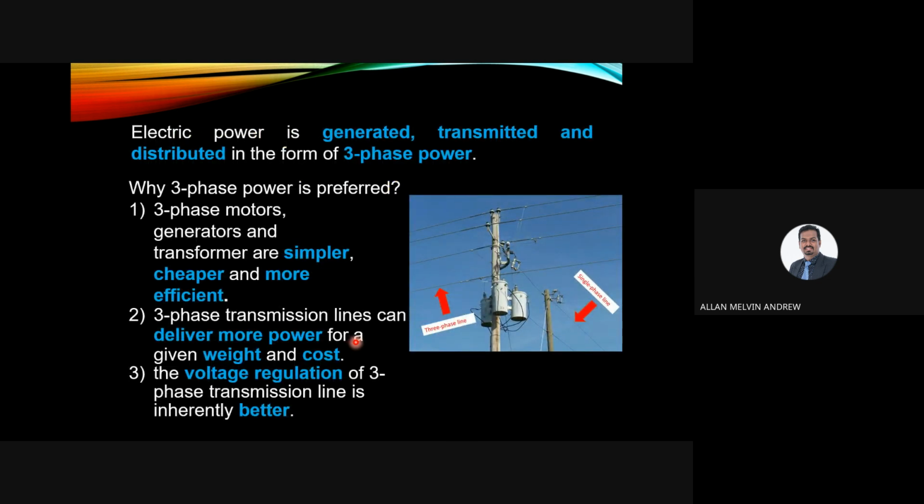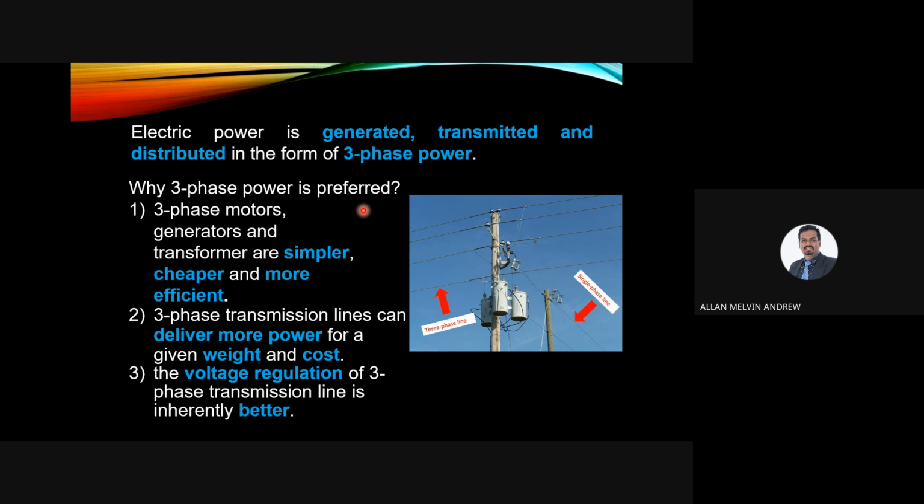Electrical power is generated, transmitted, and distributed in the form of three-phase power. It's not single phase or double phase. Usually it will be sent in three phase. As you can see, there are differences between the three-phase line, which usually has three or four lines, depending, and the single phase line, which only has one or two lines. One is the electrical line and the other is the neutral.